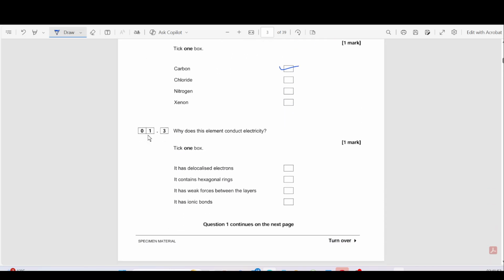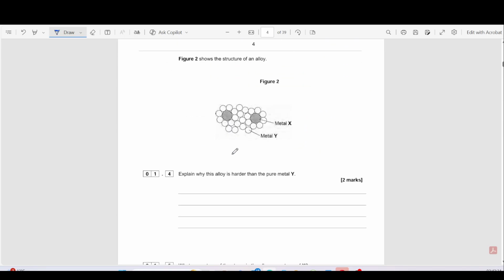And why does this element conduct electricity? So we need to tell why carbon conducts electricity, because it has delocalized electrons. Carbon in the form of graphite is a good conductor of electricity because it has delocalized electrons. Delocalized electrons means free electrons. Free electrons means they can move, right? And when charge moves, it creates electricity, it generates current, and that's how it can conduct electricity. Okay.